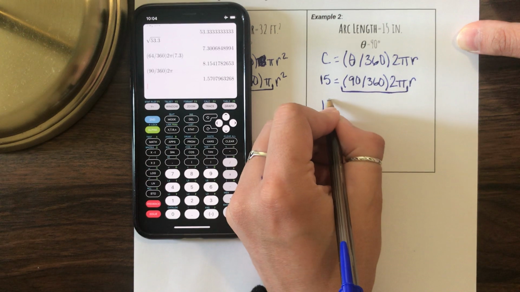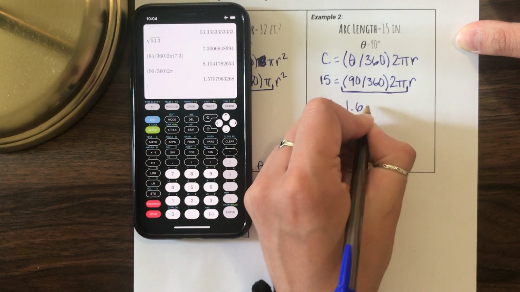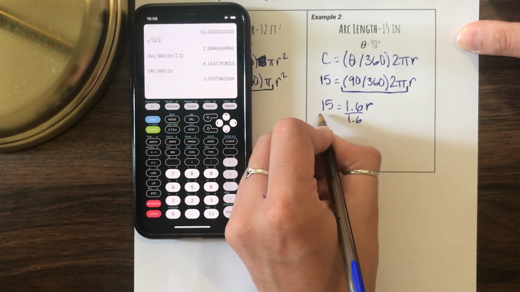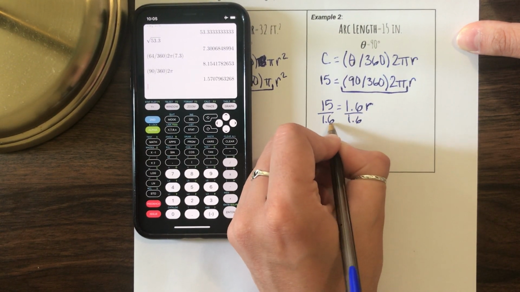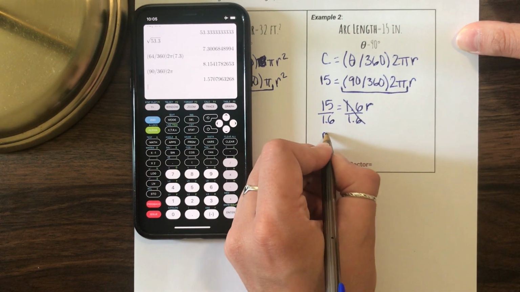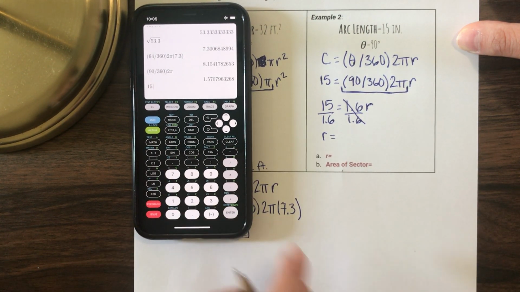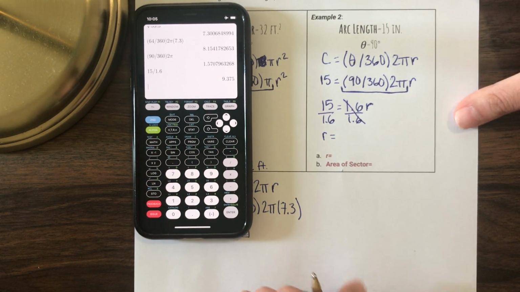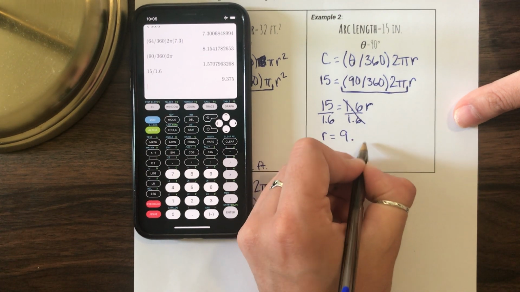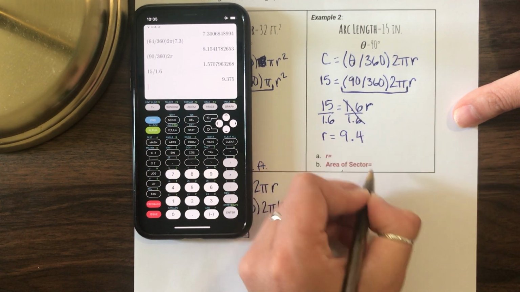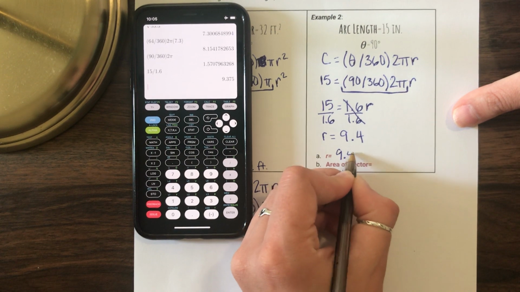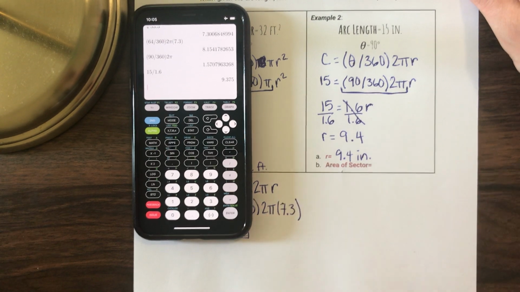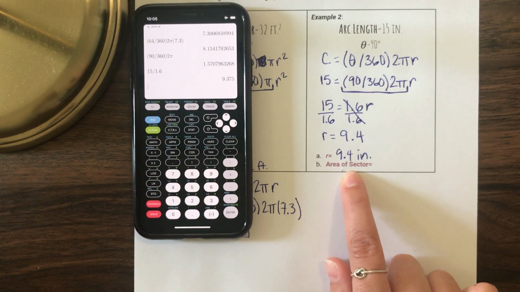So 15 equals 1.6 r. I divide both sides by 1.6. And I get that r equals 15 divided by 1.6. Okay? That gives me 9.4 when I round up. So here I'm going to write 9.4, and I look at my unit, it's in inches, so I write inches right here. Now part B is to find the area of the sector.